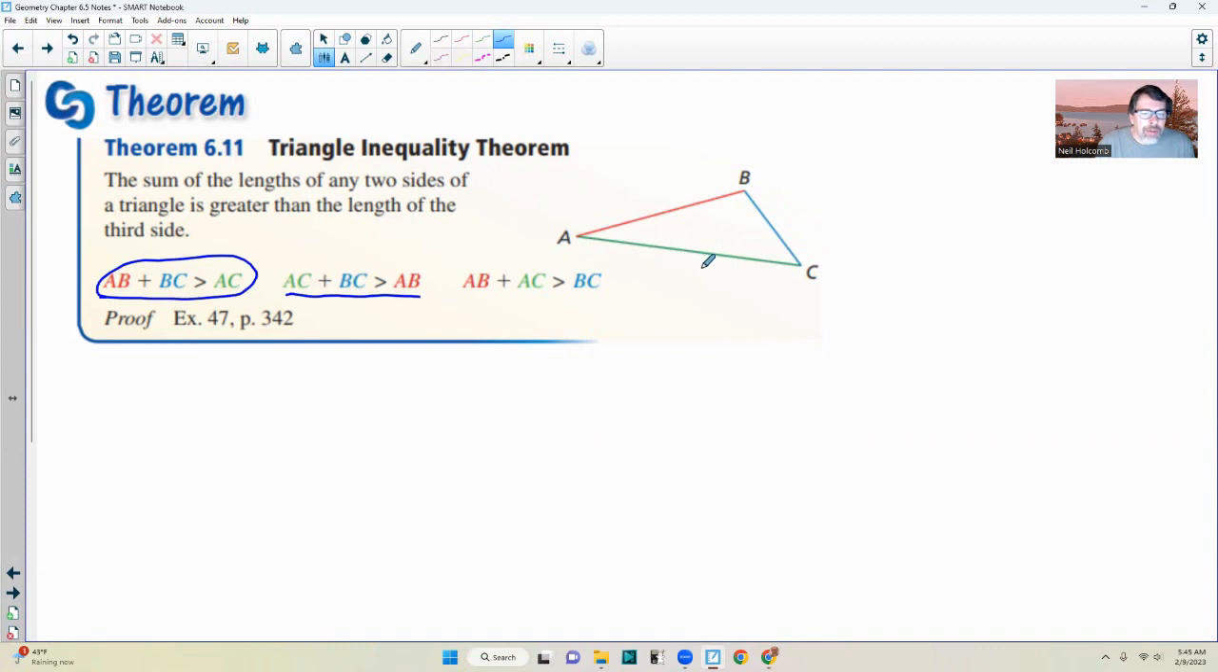So if you take any two sides of a triangle, the two lengths that you add up have to be greater than the third side. So for example, if this was a length of 3, and this is a length of 5, 5 plus 3 is 8. AC can't be 8 or more. It has to be less than 8. So that could be 7. It could be 6. And there's actually a way to find out how short it can be as well. And we're going to take a look at that in a moment.